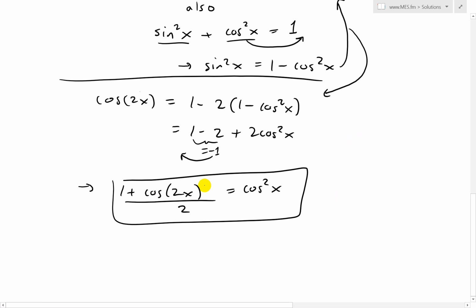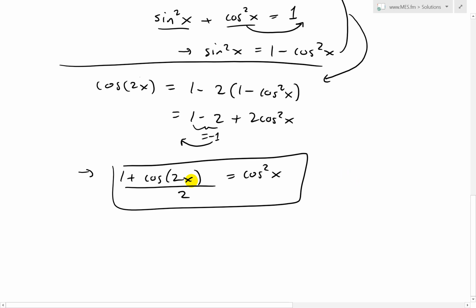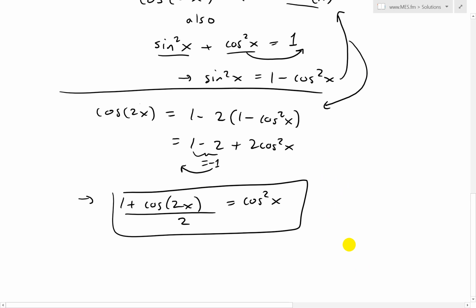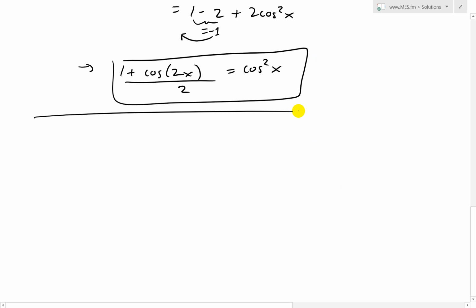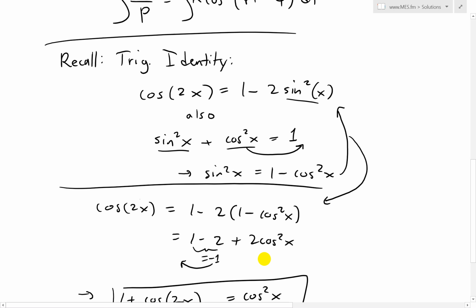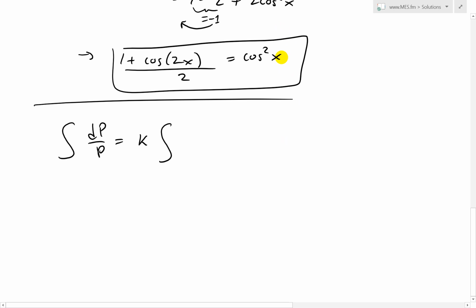Now we can replace this cosine squared here with 1 plus cosine 2x over 2. So let's write this all down. What we get is the integral of dp over p equals, and we can just remove the k constant outside. And now for this cosine squared, we'll be writing it as 1 plus cosine, and also there's a 2 there.